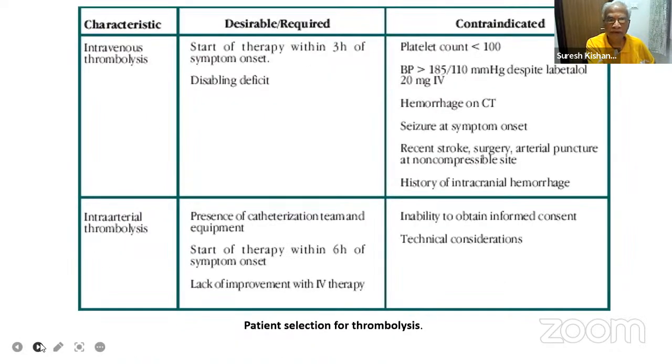Next slide, please. Now, based on the results we already told, intravenous thrombolysis and intra-arterial thrombolysis have been tried. They are still in a trial stage. We will not go into details on this. Next, please.